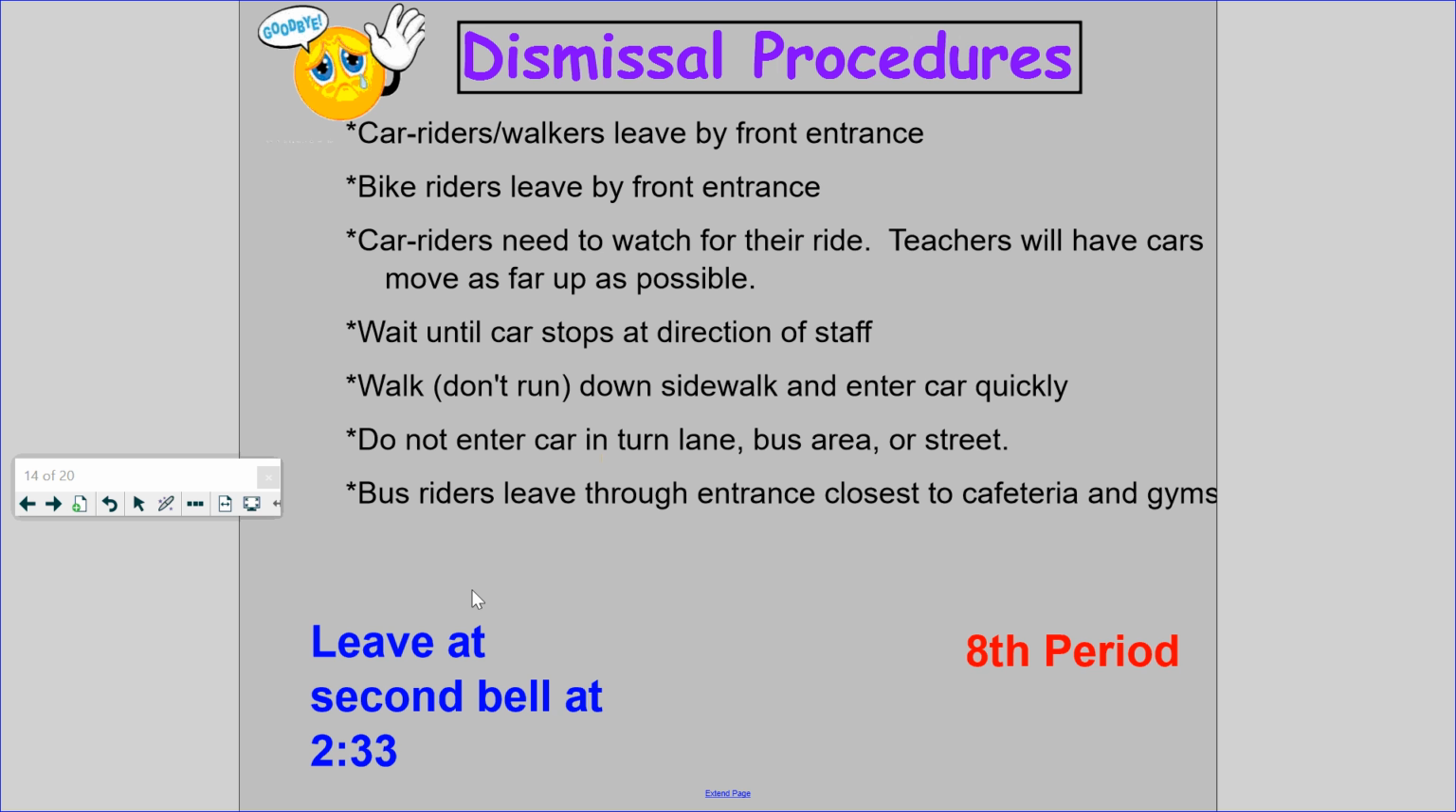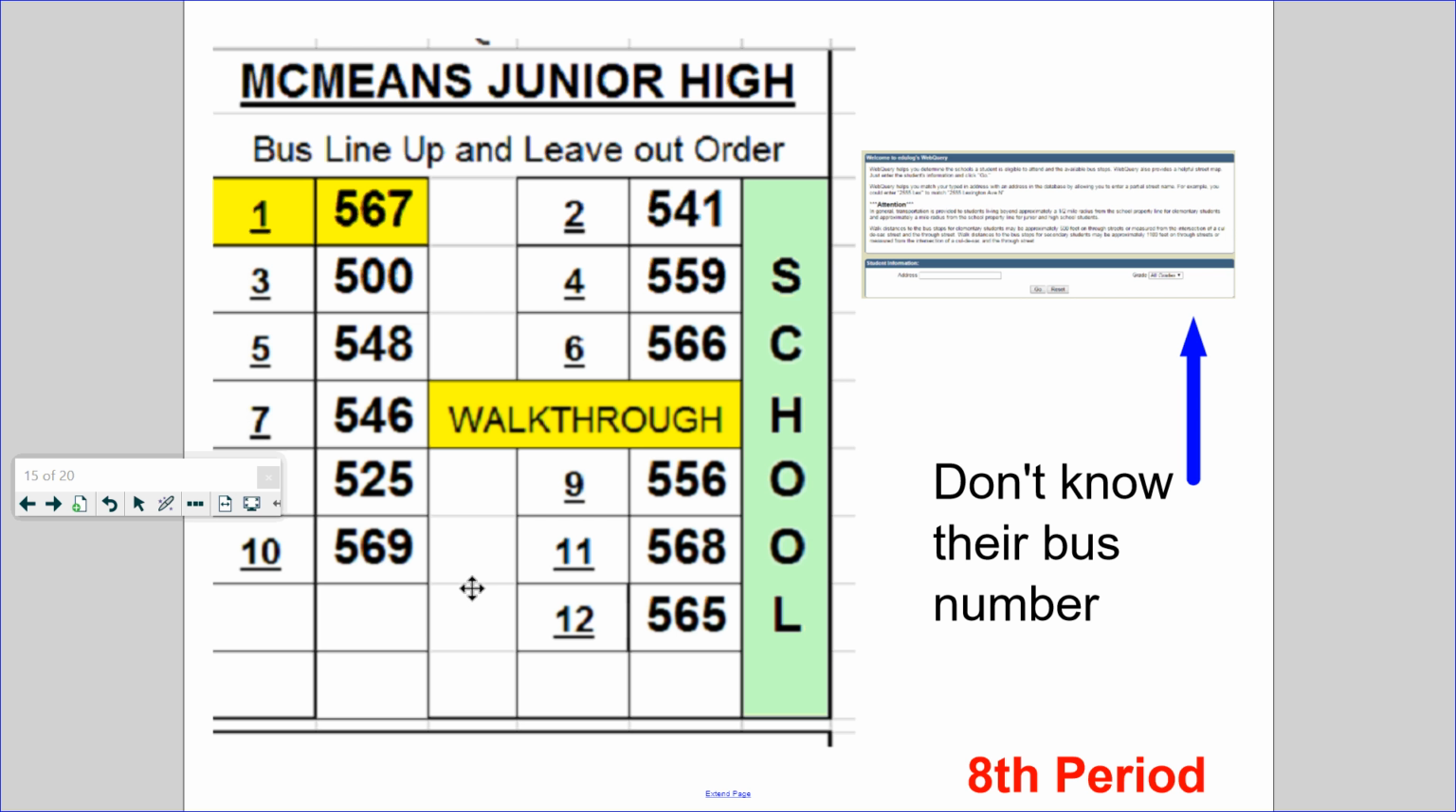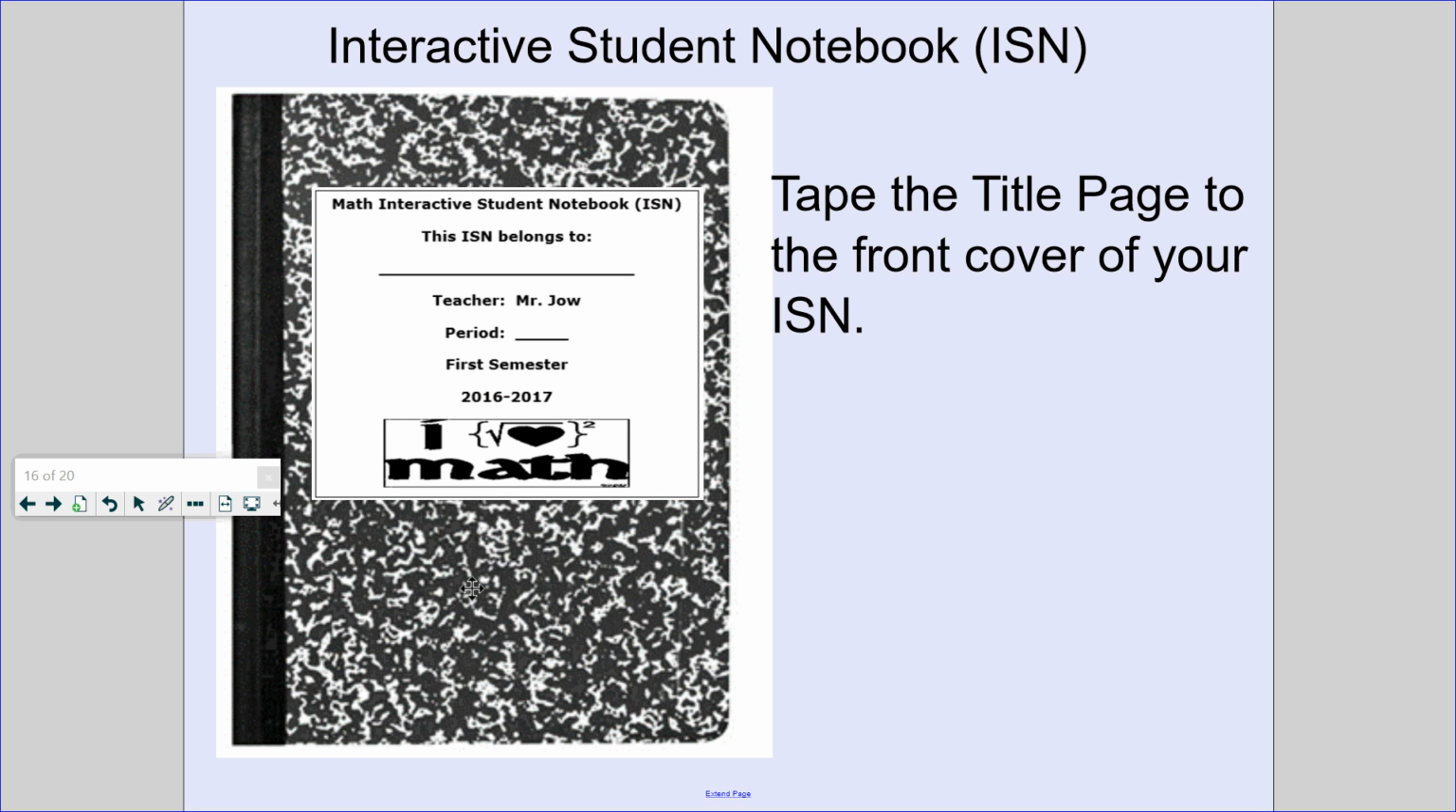So in dismissal, car riders and walkers leave from the front of the building. Bike riders also leave from the front of the building. Car riders will leave through the bus drive. That's between the cafeteria and the gym as you enter the school. And here's the bus.